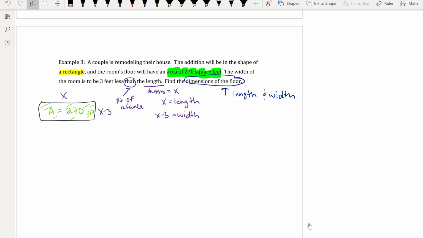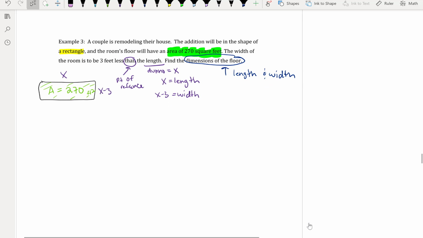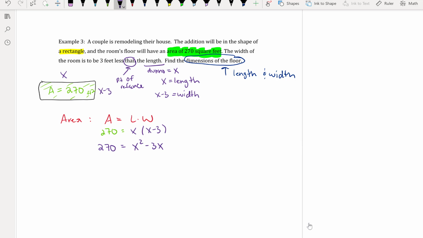Okay. So now that I have my picture set up and I have some formulas, now I can go ahead and start plugging it in. I know that the general equation for area of a rectangle is area is equal to length times width. So I'm just going to start plugging some stuff in. Well, I know that the area was 270. I know that the length, I call it x, and the width, I called it x minus 3. So I have 270 is equal to x squared minus 3x. I distributed that x inside the parentheses.